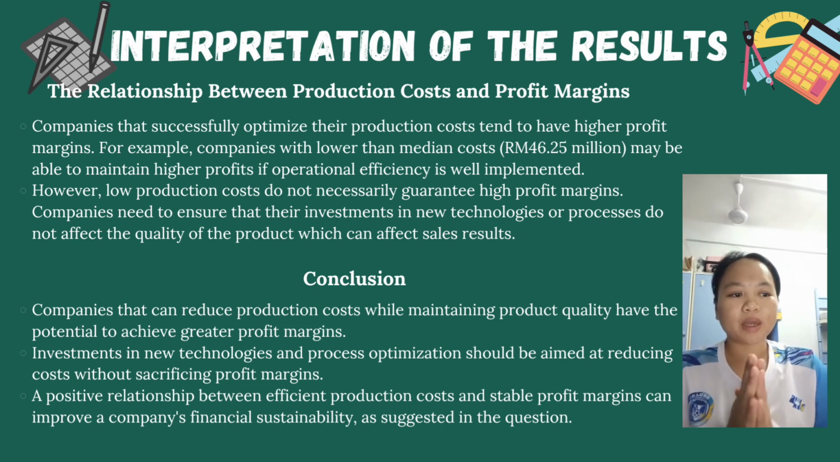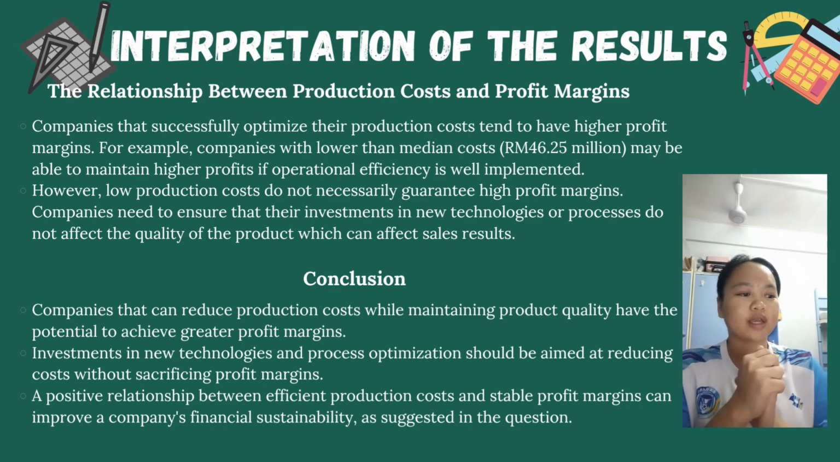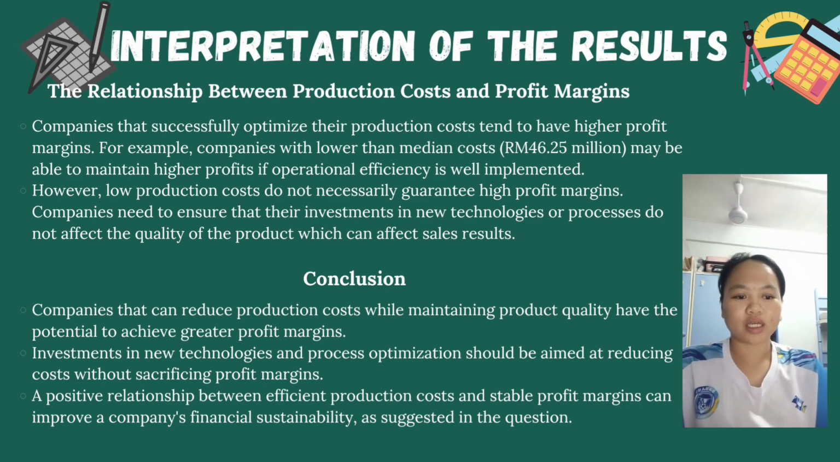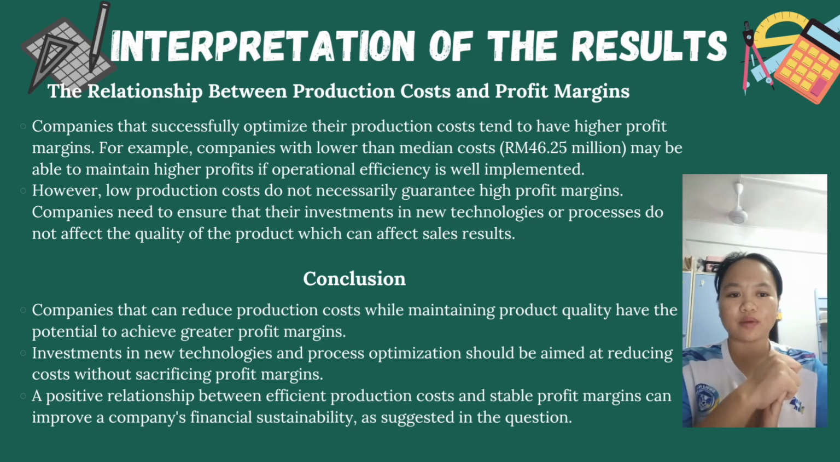For a conclusion, companies that can reduce production costs while maintaining product quality have the potential to achieve greater profit margin. After that, investment in new technology and process optimization should be aimed at reducing costs without sacrificing profit margin. Then lastly, a positive relationship between efficient production cost and stable profit margin can improve a company's financial sustainability, as suggested in the question. That's all from me. Thank you.